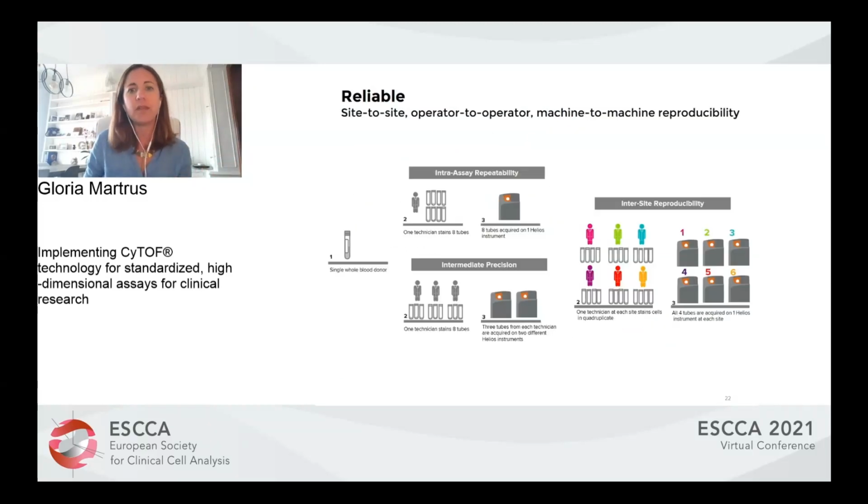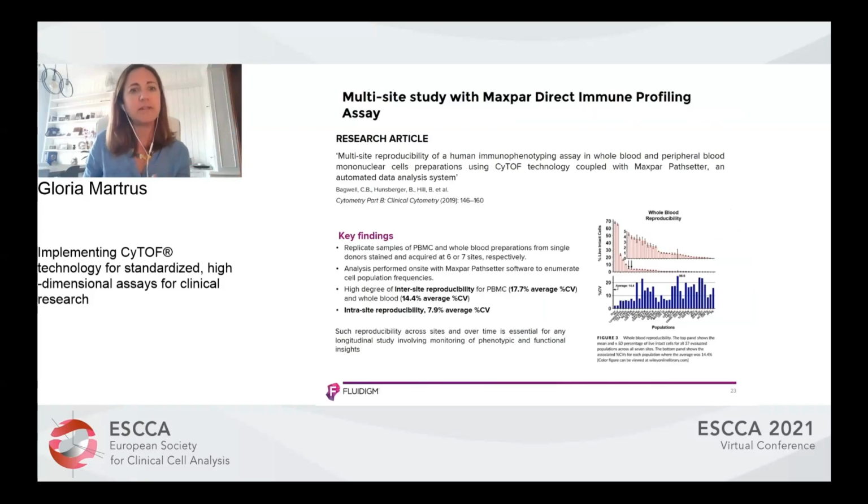So it's reliable because it has been proven for site to site, operator to operator, machine to machine reproducibility. So you will have samples that will come from one single blood donor, run at different sites, run in triplicate by different machines. So it was done by 6 or 7 different machines. And then this was published in 2019.